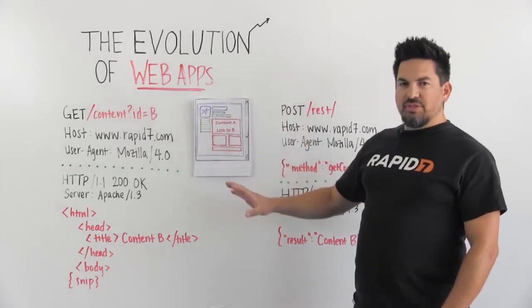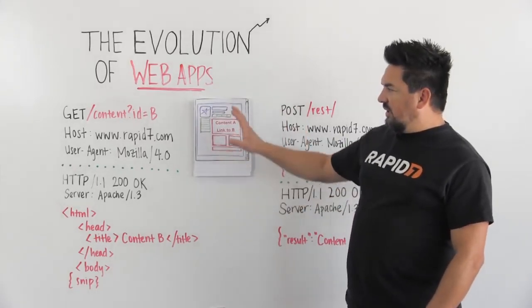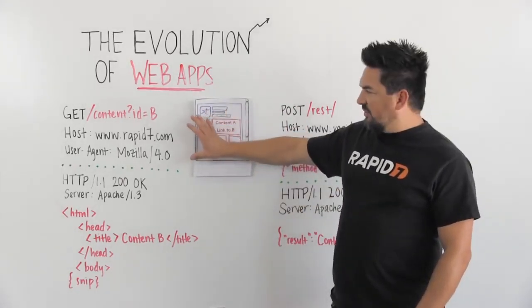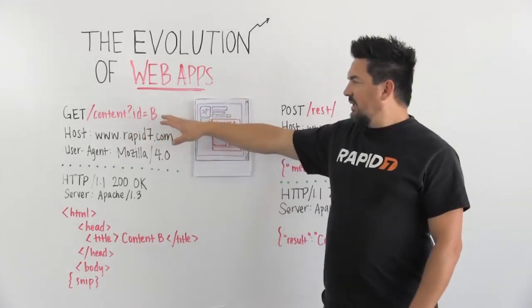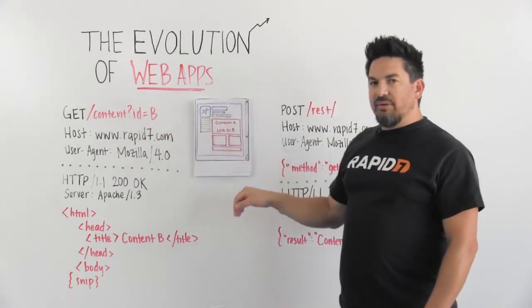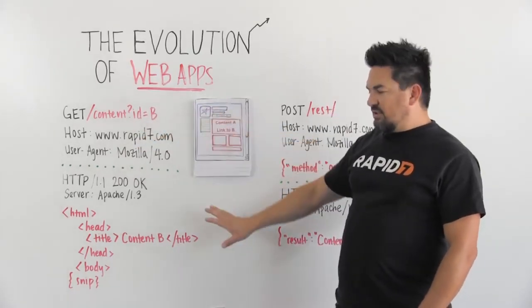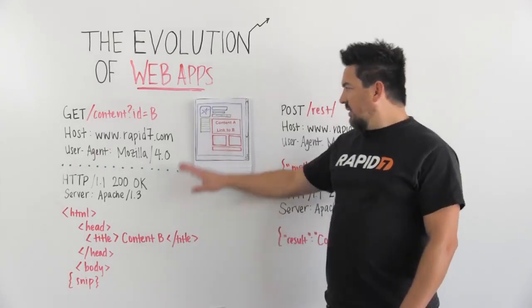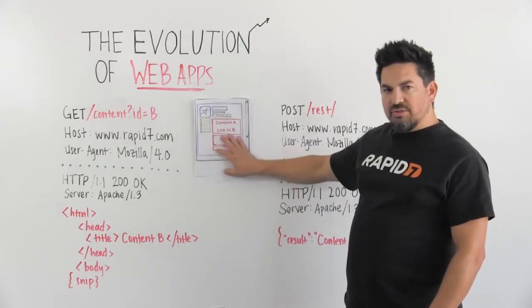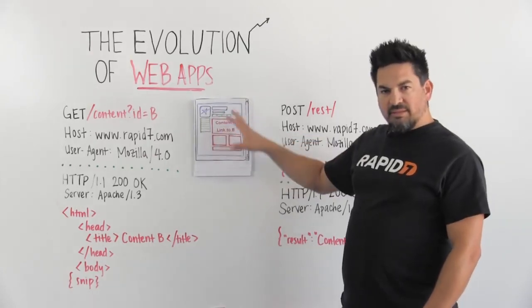The web, when we first started, was pretty straightforward. The browser would make a request to a server. So in this case, it would say get content, ID equals B. All right, so this is a parameter name and a value here. So it would make that request, and the server would respond with a bunch of HTML. The web browser would then render that page, and we'd have something to view.